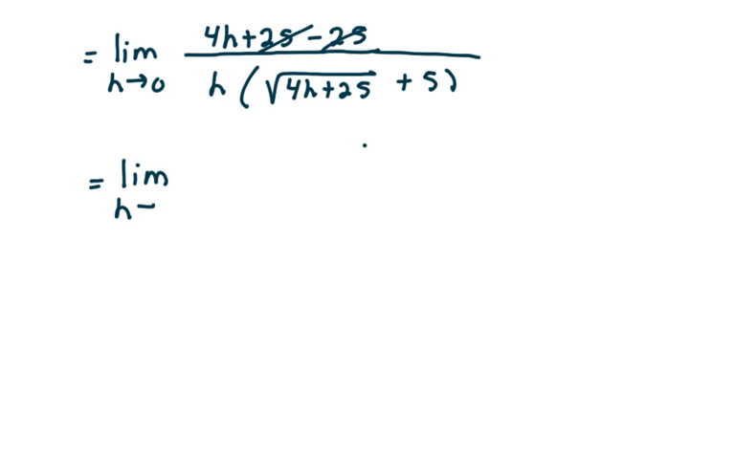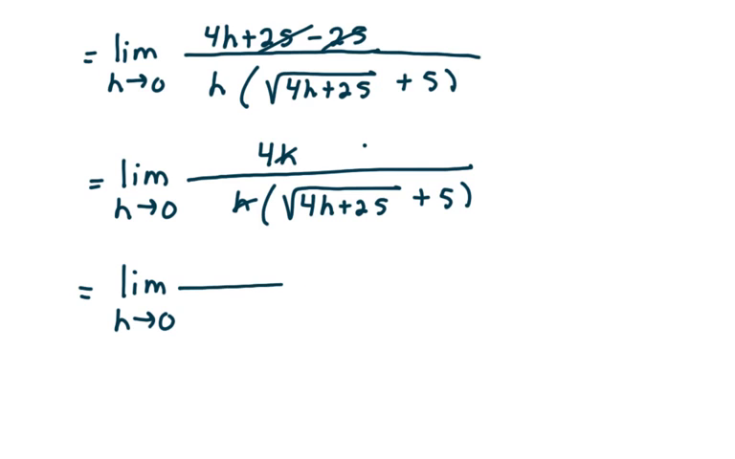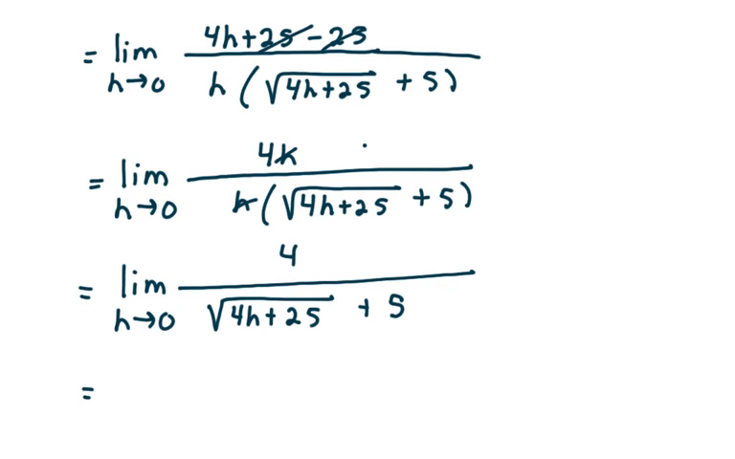And we get the limit as h goes to 0 of 4h divided by h times the quantity square root of 4h plus 25 plus 5. And then I'm going to cancel the h's. And we get the limit as h goes to 0 of, in the numerator, 4, and in the denominator, the square root of 4h plus 25 plus 5. And now I'm ready. I can plug 0 in for h directly. I could do this by direct substitution.